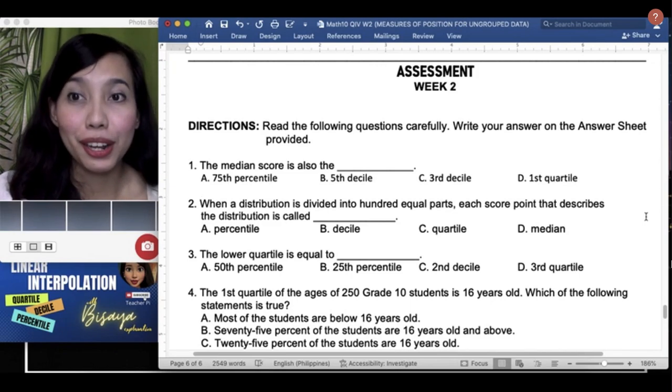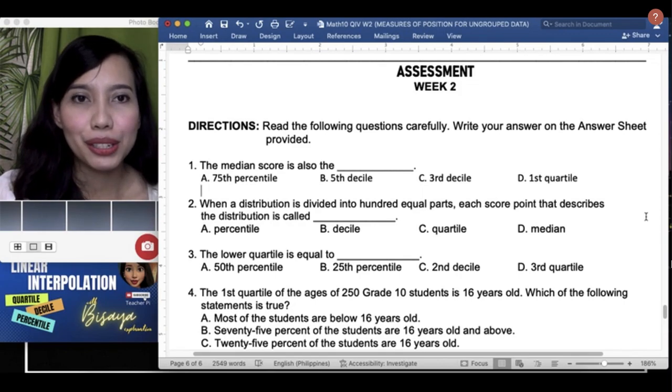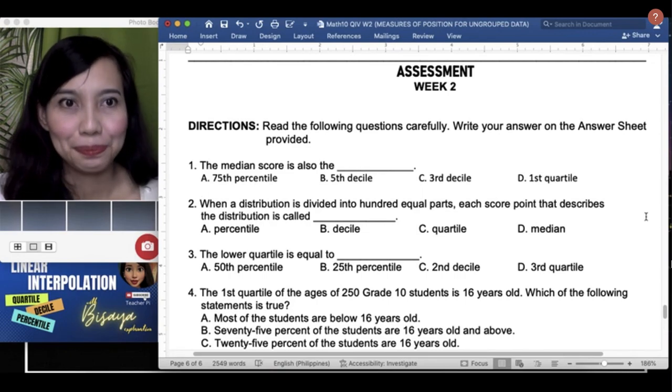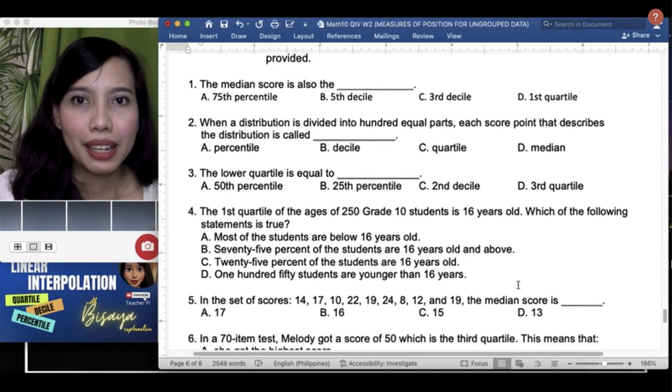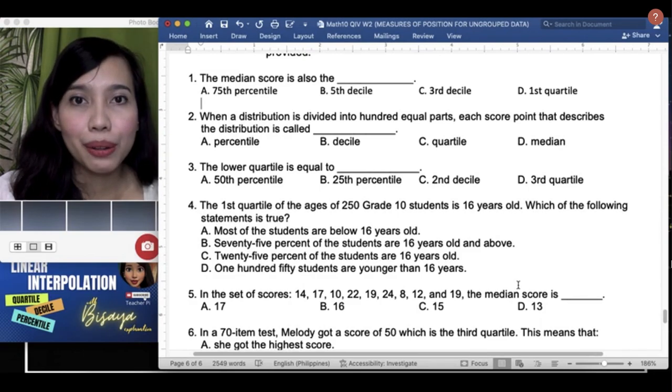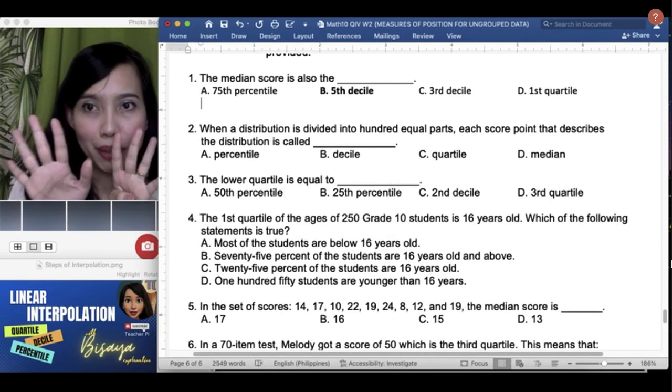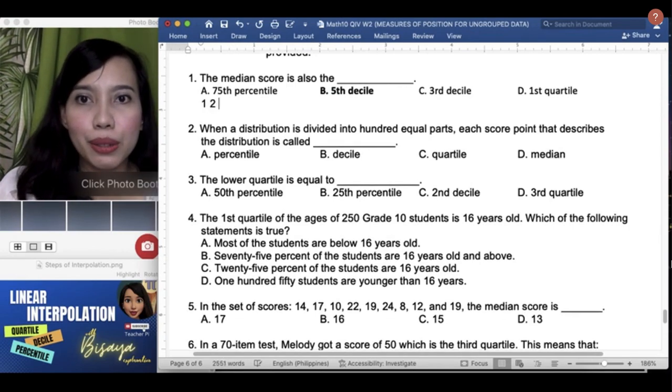Okay, class. Ato ang i-check kung sakto inyong answer sa assessment part for quarter 4, week 2. Measures of positions or measures of locations for ungrouped data. Okay. Number 1, the median score is also the A, 75th percentile, B, 5th decile, C, third decile, or D, first quartile. D, fifth decile. Ganong fifth man? Kaya di ba class sa deciles, 9 naman na sila points. 1, 2, 3, 4. Ang tungaan na 5.